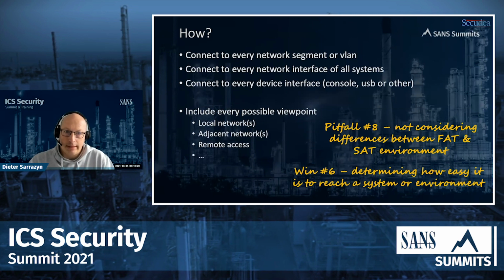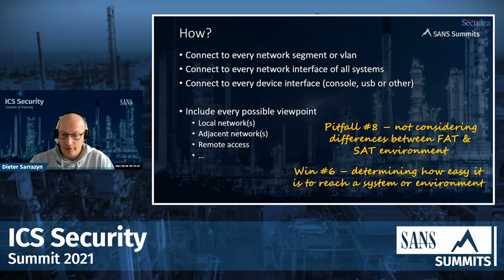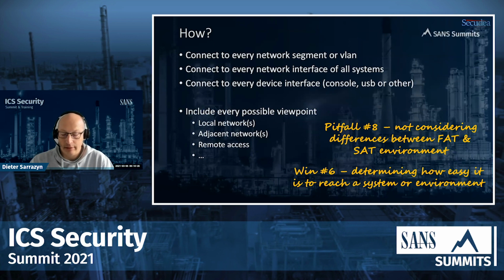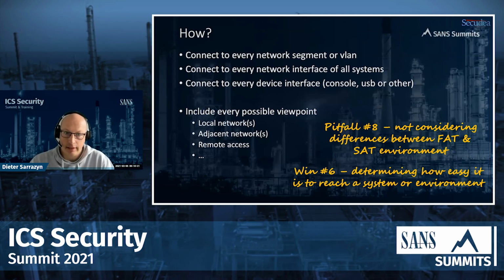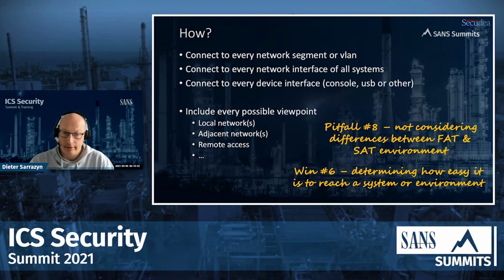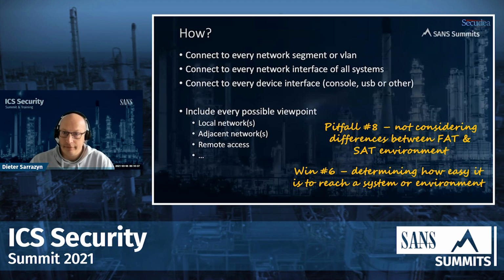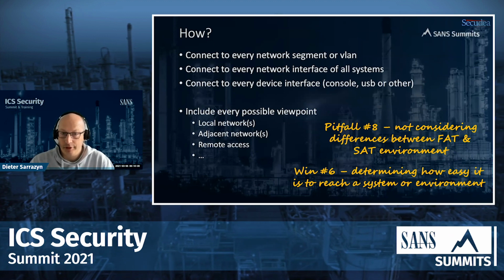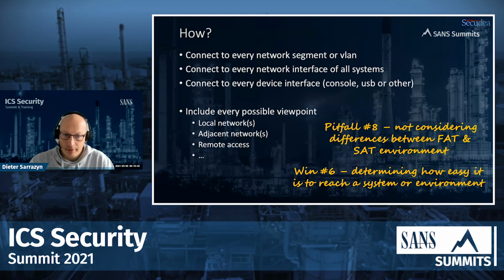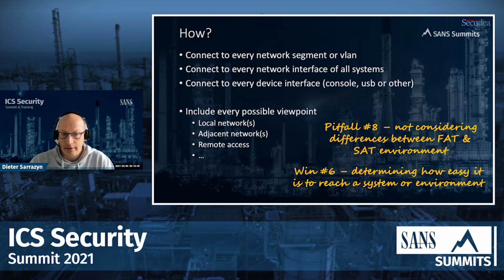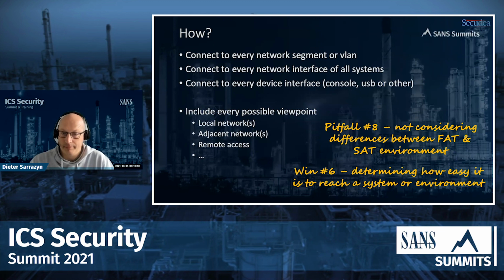How can you do FATSAT testing? Well, you connect to every single network that you can find on the installation you have to test. You connect to every single network interface of all the systems to verify if these are disabled or not, if they have to be disabled. Connect to every single device interface, so the console interfaces, USB interfaces, other peripherals, so serial interfaces as well, and things like that. And you should include every possible viewpoint from that environment, so local networks, adjacent networks, or remote access possibilities.